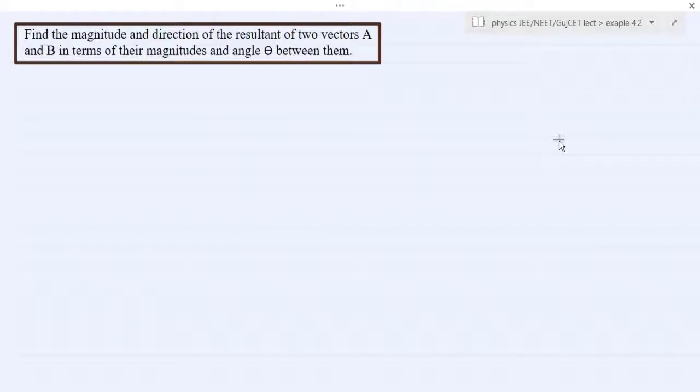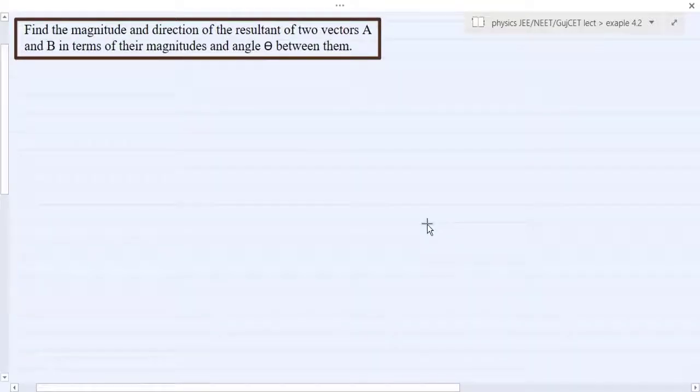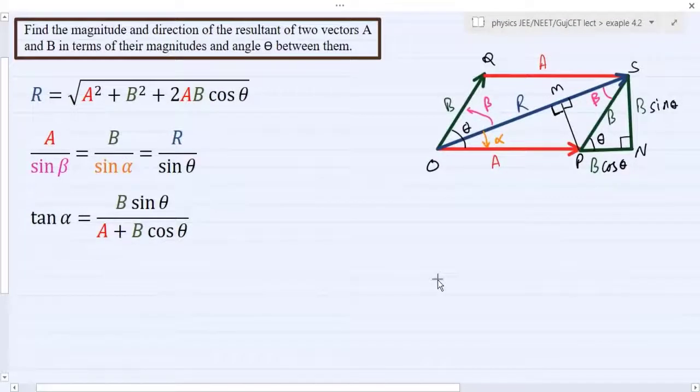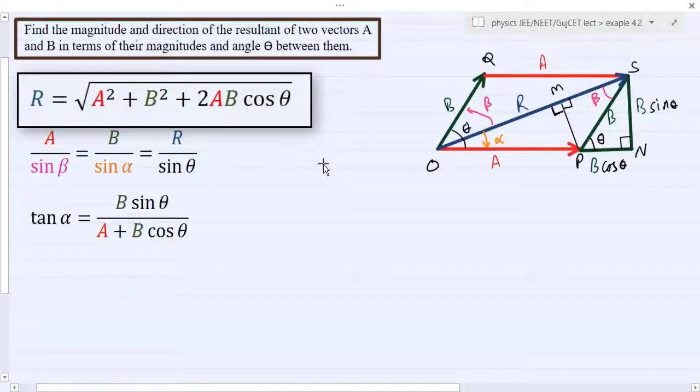In this question, we have two vectors A and B and the angle between them is theta. And we are going to prove three important formulas of vectors. And here they are. The first formula is called cosine rule, which is used to find the magnitude of resultant vector R.